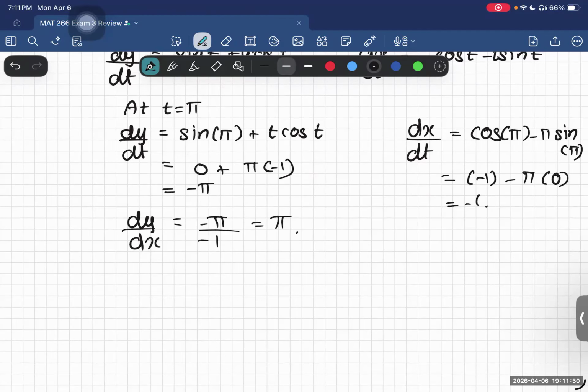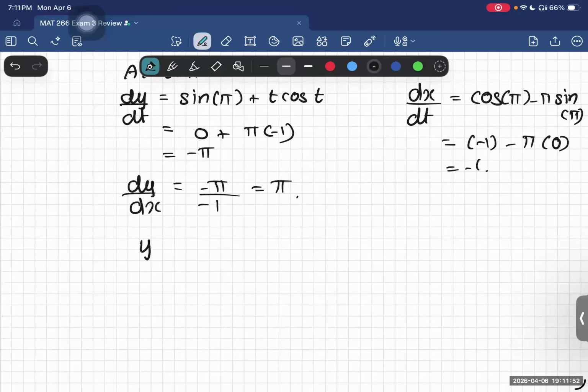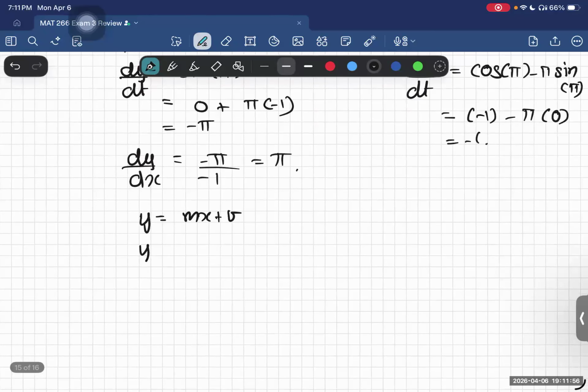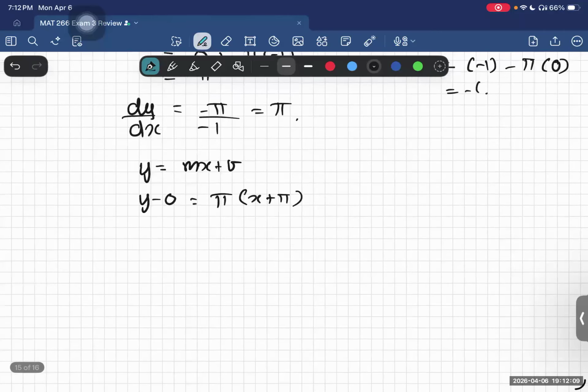So we have found the slope, and we'll use the point-slope form. From that, I get y minus 0, because that was my first point that I calculated at, and the second point will be my pi. I calculated the slope as pi times x plus pi. So this gets y is equal to pi times x plus pi squared. Any questions about this?